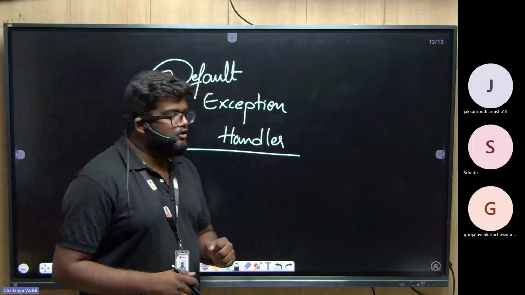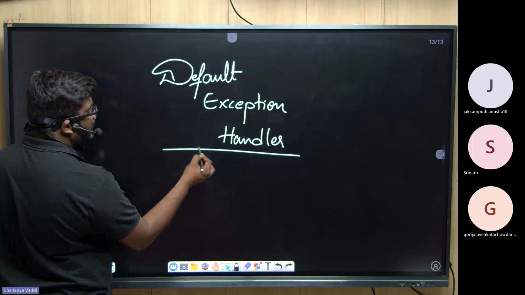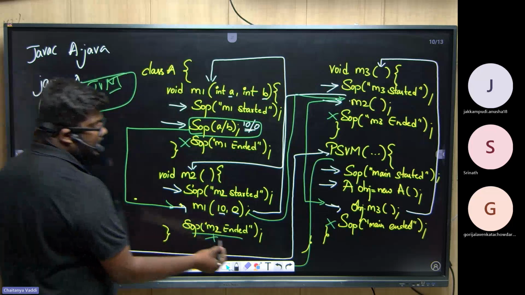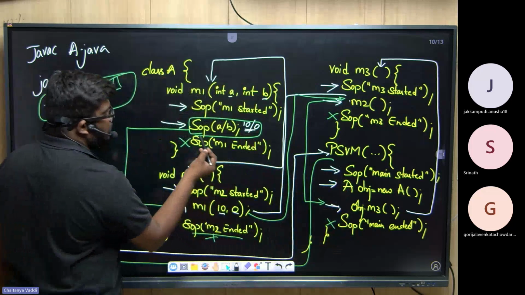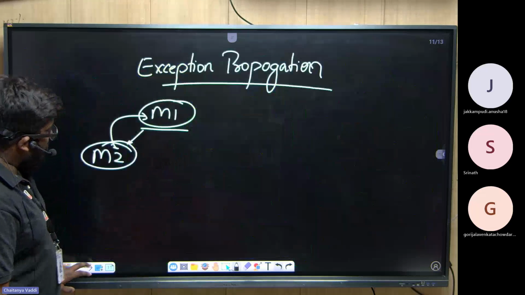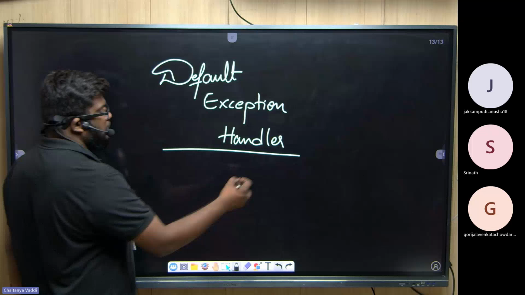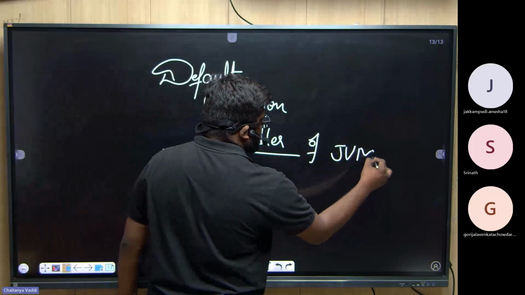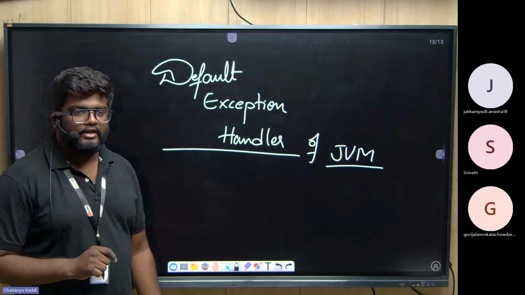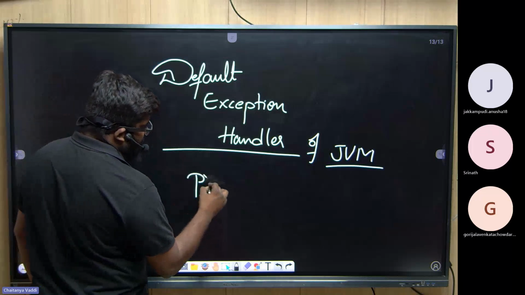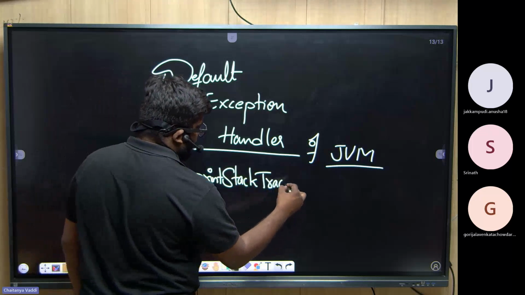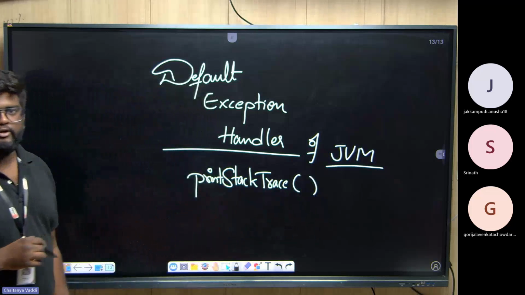It is going to handle that specific exception that has arisen in this scenario. We got that exception here, right? The same arithmetic exception is now going to be handled by the default exception handler of whom, sir? Of JVM. JVM is now going to handle it, and it is going to execute a specific method. The name of the method is printStackTrace.